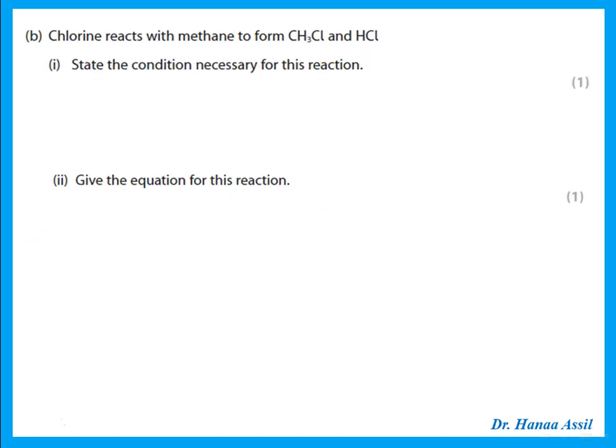Chlorine reacts with methane to form CH3Cl, that's chloromethane, and hydrogen chloride. State the condition necessary for this reaction. Okay, you have to know conditions of certain reactions. Now, this is a reaction of an alkane with chlorine. Remember, we said alkanes are not very reactive. When they react with chlorine, what is the condition needed? You should remember, this is the reaction that needs UV light or ultraviolet radiation.